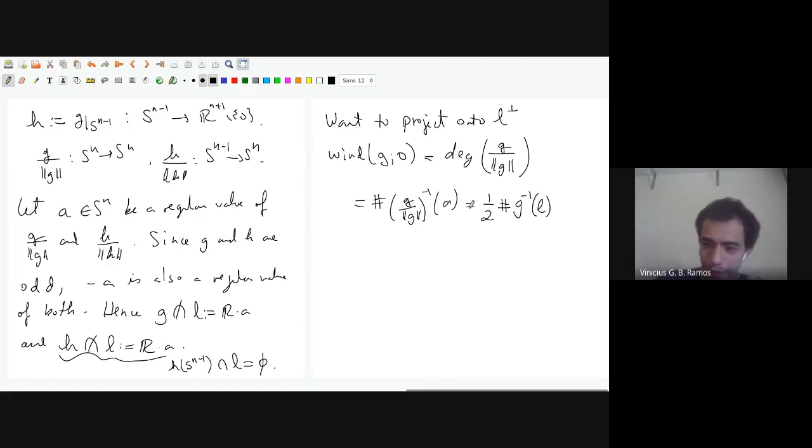And then the smart observation is that now, if you restrict G to the positive hemisphere, or to one of the hemispheres, let's say G plus is the restriction of G to S^n intersection H^{n+1}.